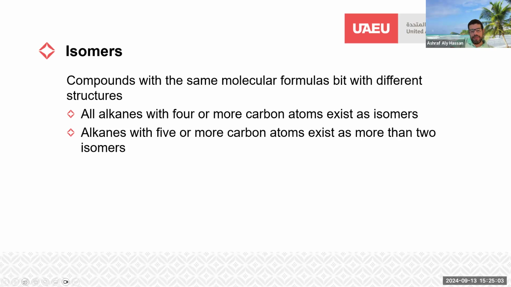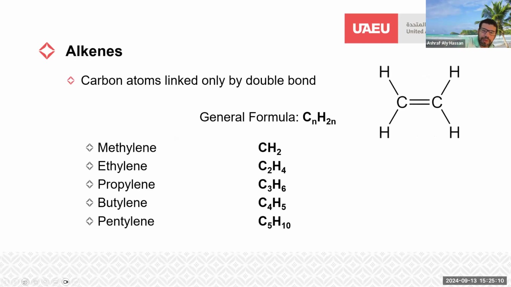Next will be alkene, and alkane has 1 bond, so alkene will have 2 bonds. Let's look at the alkenes. The alkenes get 2 bonds between the C's, so there are only 2 extra spaces for hydrogen. So in this case, we'll have hydrogen here, hydrogen here, hydrogen here. So it will be C2H4.